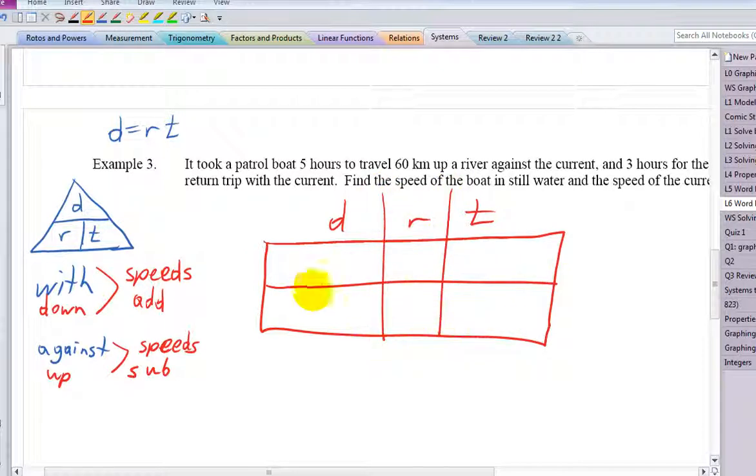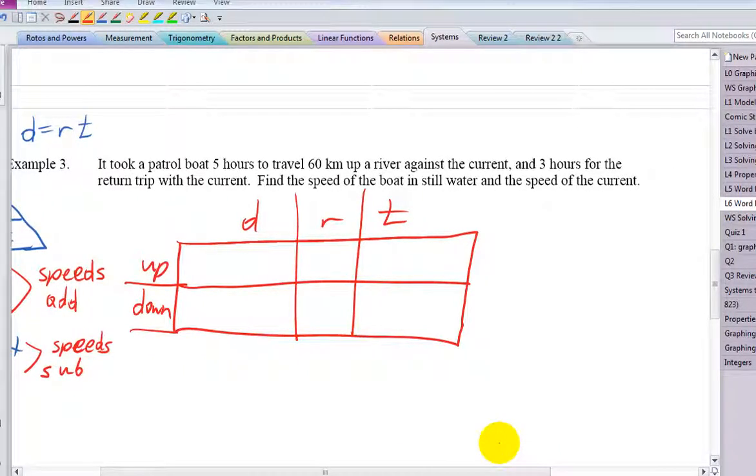Okay, so we have DIRT. Distance equals rate times time. We're going to make a little DIRT chart. So we have up the river and down the river. And you should notice that the distance doesn't change. Chilliwack does not magically move closer to you. It stays exactly where it is.